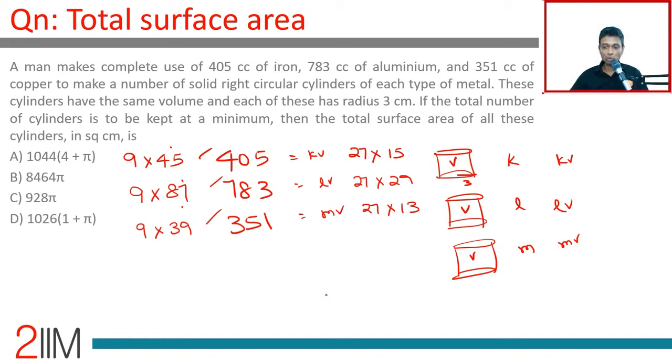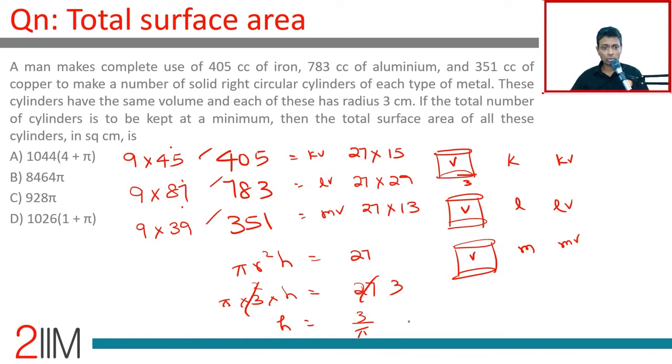So the volume of each cylinder should be 27 centimeter cube. It means pi r square height should be 27. Pi into 3 square into height should be 27. This is 3, or height should be 3 by pi. Radius is 3, height is 3 by pi.